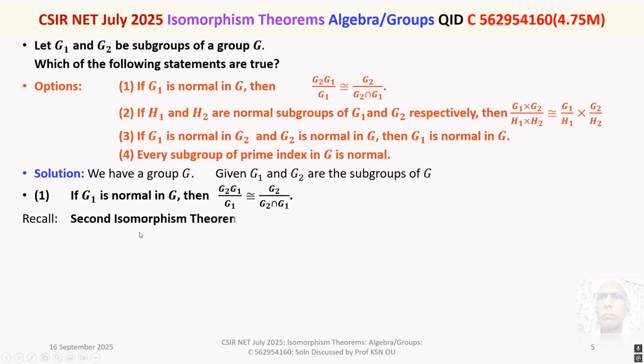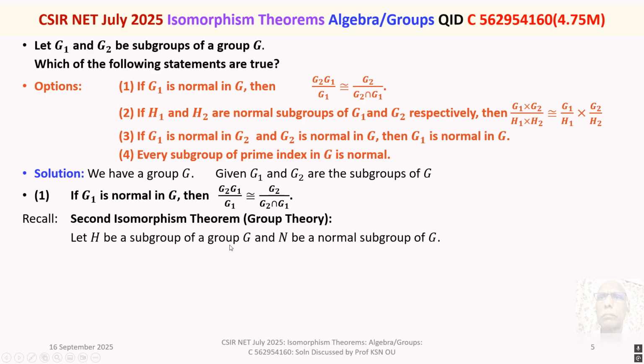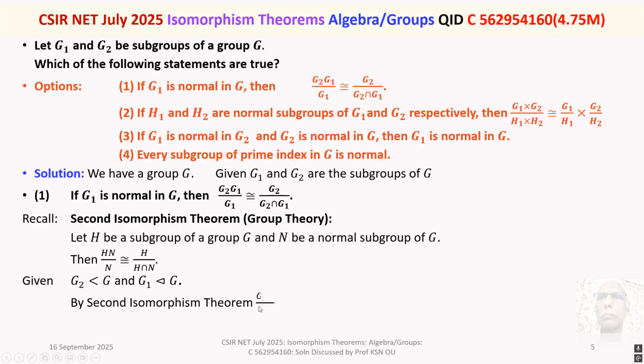Right. We recall the second isomorphism theorem in group theory. Let H be a subgroup of a group G and N be a normal subgroup of G, then HN by N, the group, is isomorphic to H by H intersection N. Right. In our case, G2 is a subgroup of G. Given G1 is normal in G, then by the second isomorphism theorem, G2G1 by G1, in the place of N, we have G1, is isomorphic to G2 by G2 intersection G1. Right. This is the direct second isomorphism theorem given in option 1. Therefore, option 1 is true.